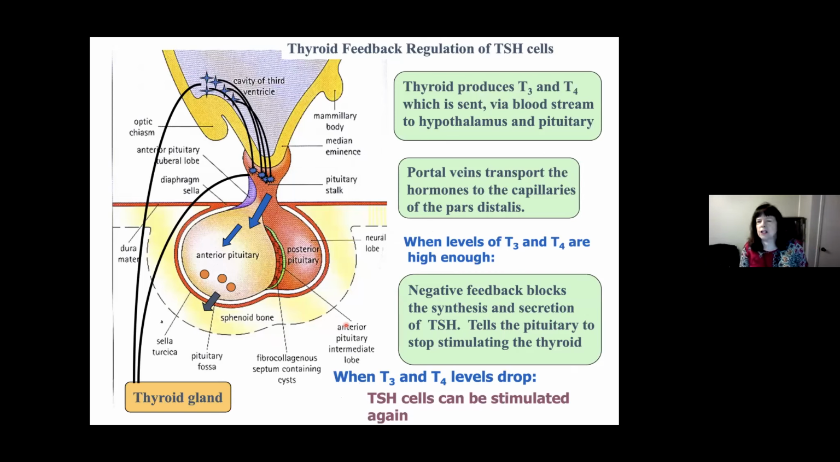So this just shows you the feedback loop, negative feedback. I've already told you about it. Thyroid gland produces thyroid hormone. And when the thyroid hormone levels are high enough, negative feedback shuts down TRH and TSH. And then when thyroid hormone levels drop, the TSH cells can be stimulated again. So the bottom line is it's a complete intact system here, the whole circuitry, and complete with negative feedback.